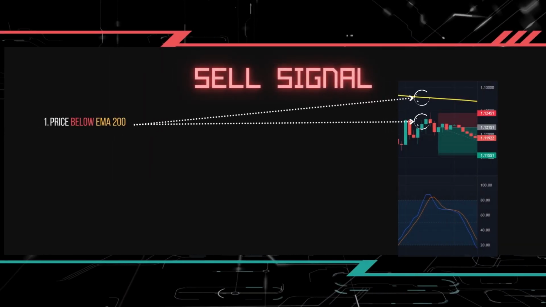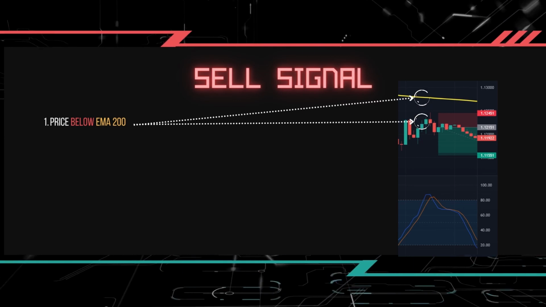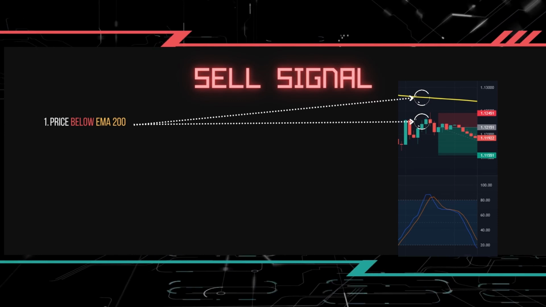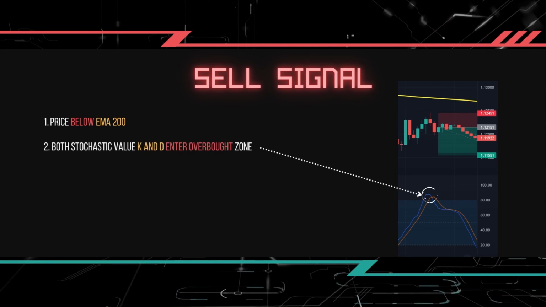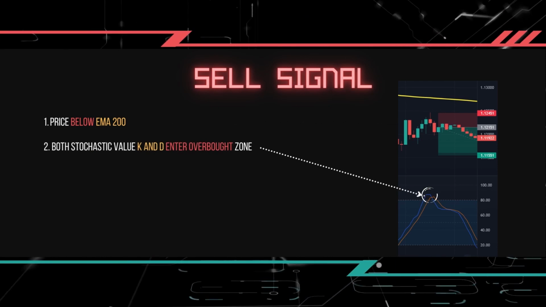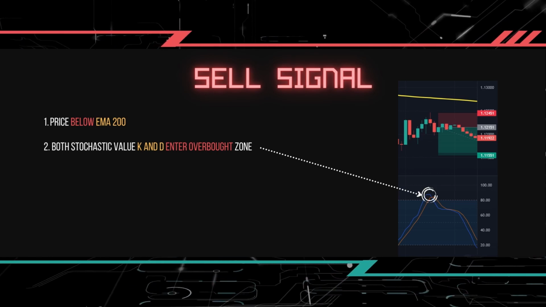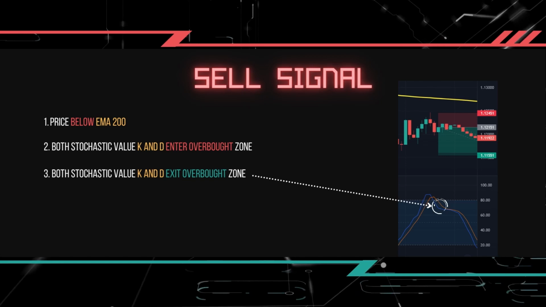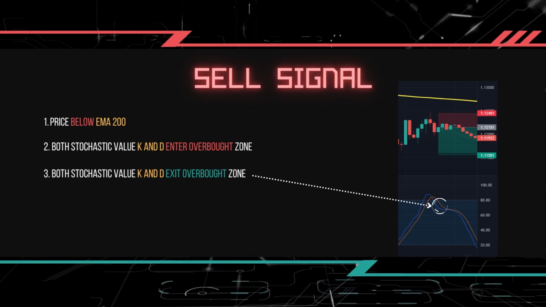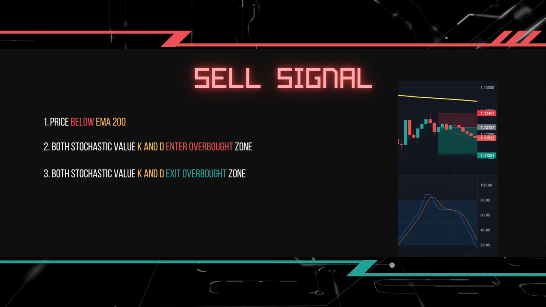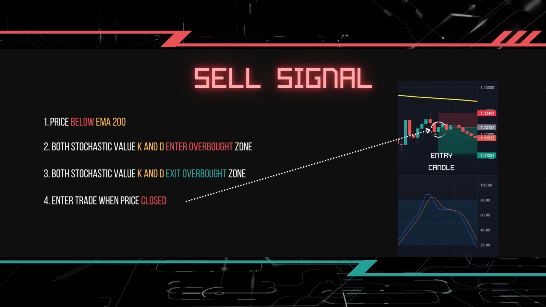Let us do a quick run through on the sell signals. The opposite is true for the sell signal. First, we check that the price is below the 200 EMA level. This shows that the price is in a downtrend. Second, we will check that both stochastic K and D values enter the overbought zone, with the K value bigger than the D value. This will show that the price is starting to reach an overbought area. Third, we will wait for the stochastic K and D values to exit the overbought zone, having the D value bigger than the K value. We will enter a sell trade at the close of the candle.